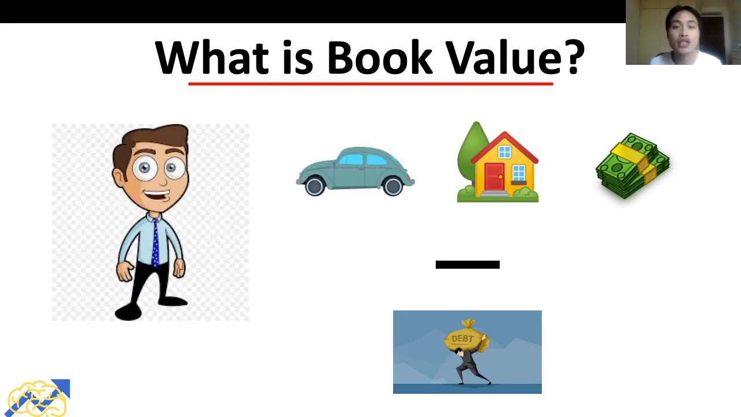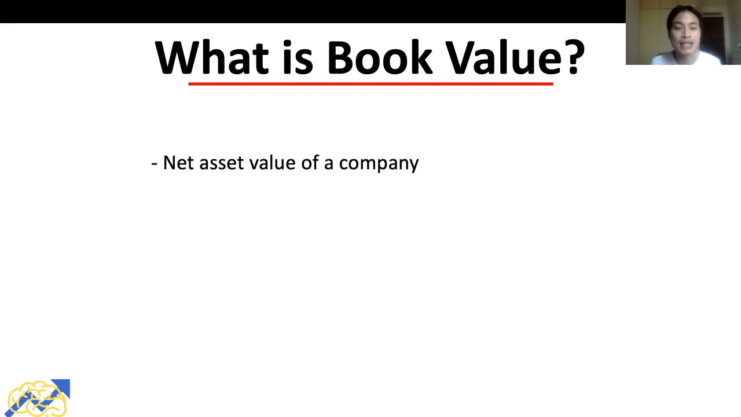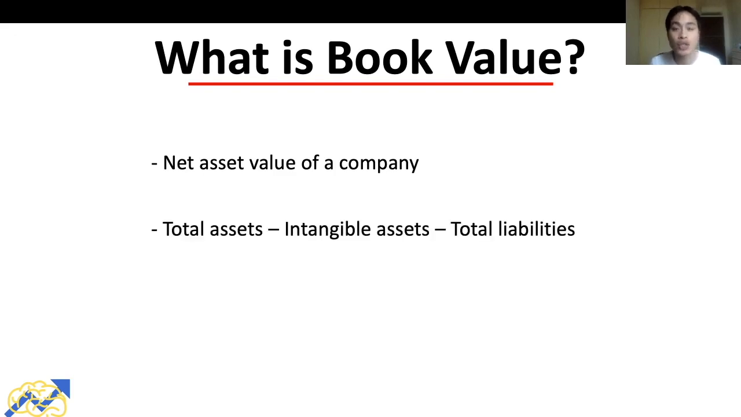And this is kind of similar to how we calculate the book value of a company. The book value of a company is basically finding the net asset value of a company. So in this case, we want to take the total assets of a company minus its intangible assets minus the total liabilities. And by using this formula, we will be able to derive the book value of a company.